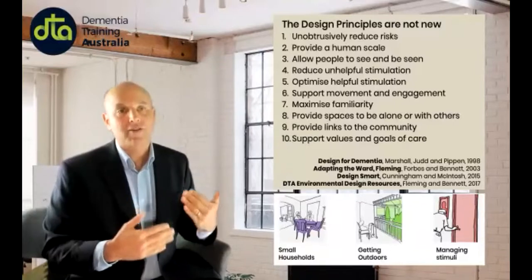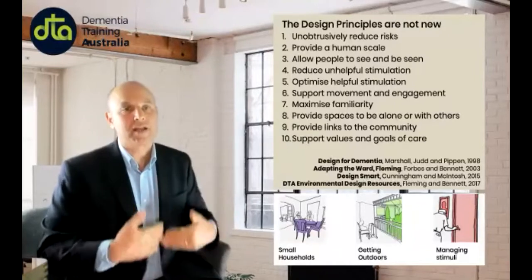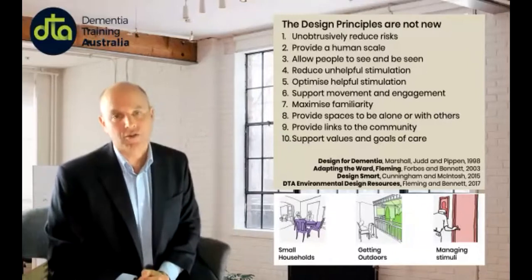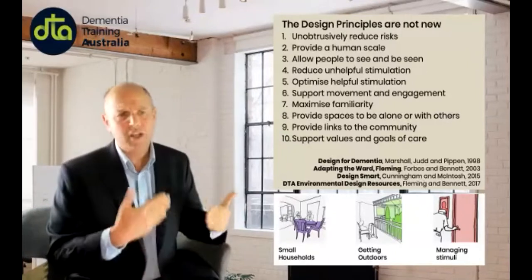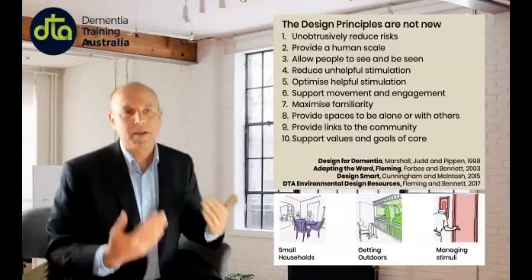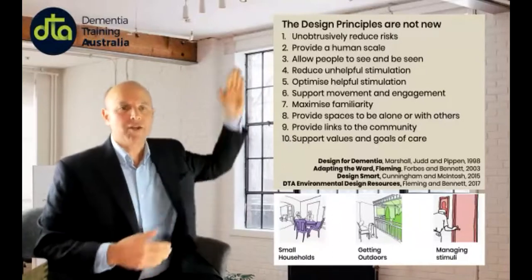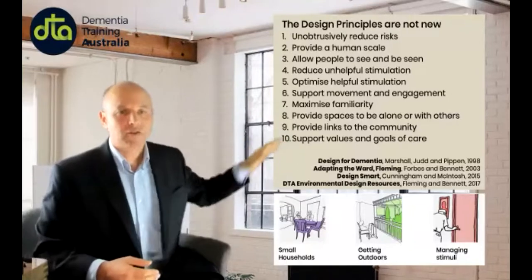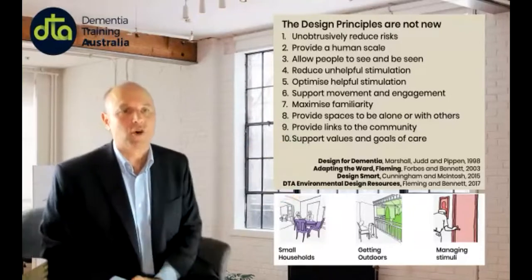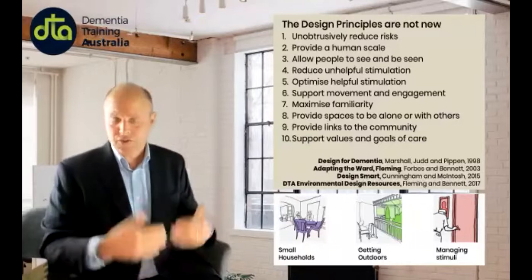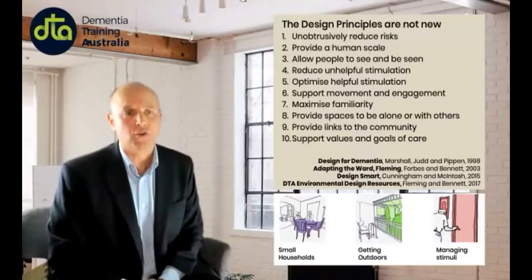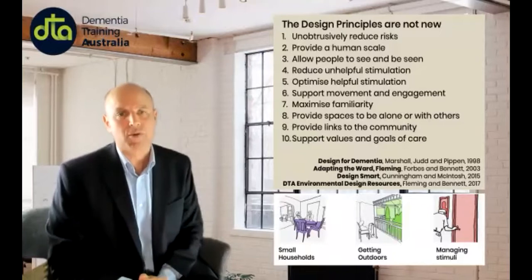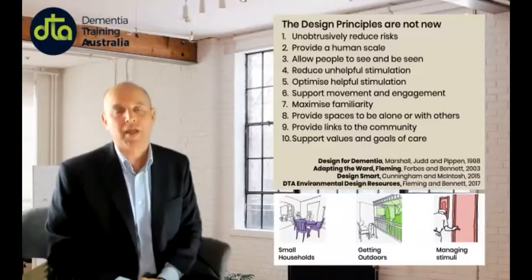It talks about looking at risk, but making any reduction of risk unobtrusive, so it doesn't damage somebody's lifestyle. Looking at human scale, allowing people to see and be seen, and a range of other ideas there. Again, on our website, we've got our environmental resources that go through each of those in more detail and give you environmental assessment audit tools. That's a downloadable resource that you can access from our website.